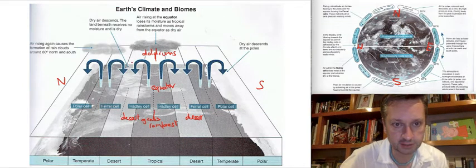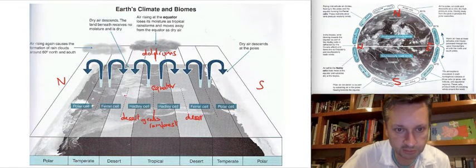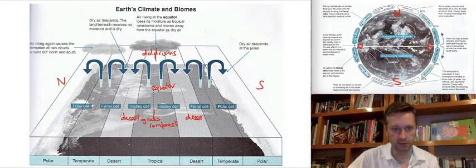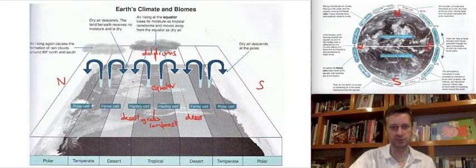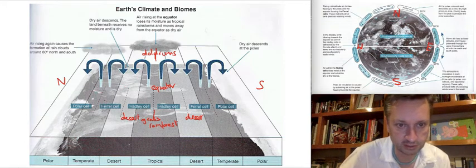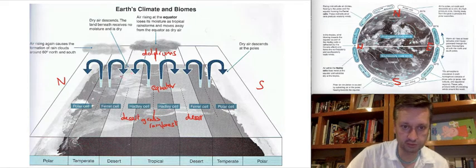Here it moves into a second cell. These two cells meet, but they don't really mix. And this is moving from, this dotted line, from the Hadley cell to the Ferrel cell. So at the start of the Ferrel cell, you've got this cooler air that's sinking. So you move from desert basically to conditions of high pressure again. So you've got desert again where these two cells meet.